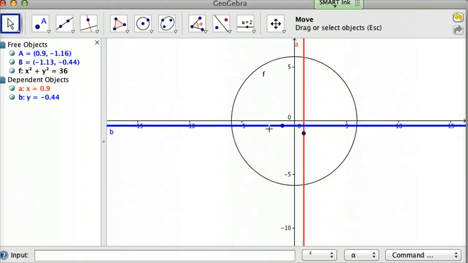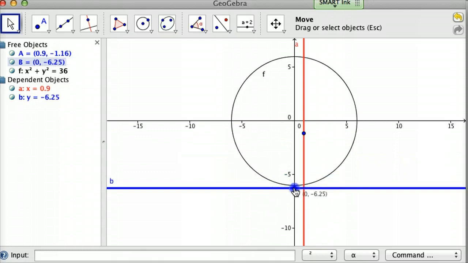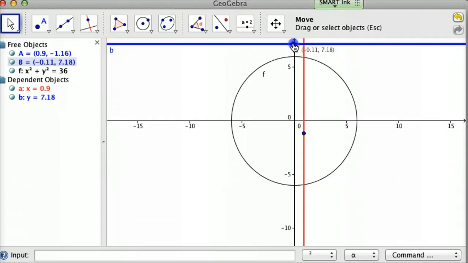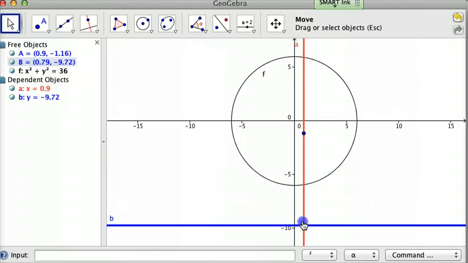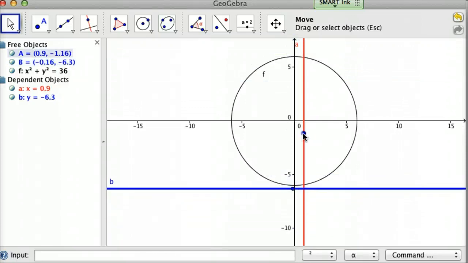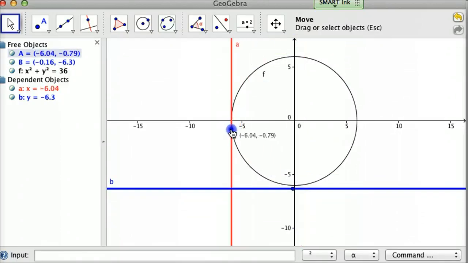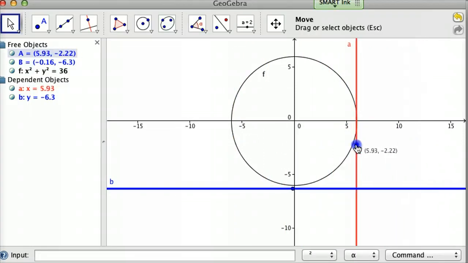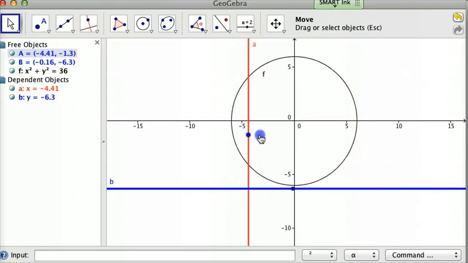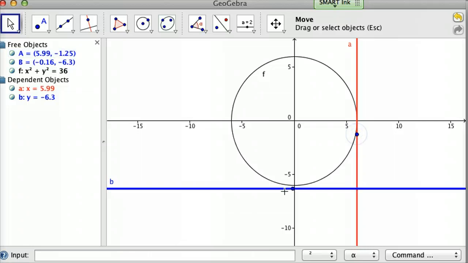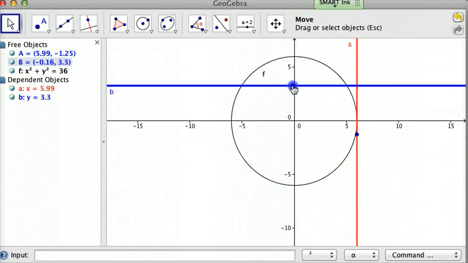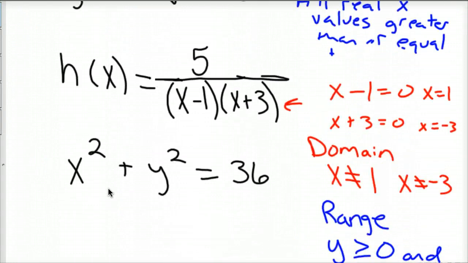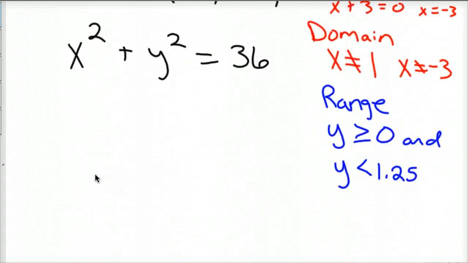And notice my range starts at negative 6 and it goes to positive 6, and then my horizontal line runs out of graph. And same with this one. It goes to negative 6 for domain and goes to positive 6, and then suddenly I'm out of graph. So my domain is anything from negative 6 to positive 6, and my range is anything from negative 6 to positive 6. So there's an example of a relation that you can find the domain and range on.